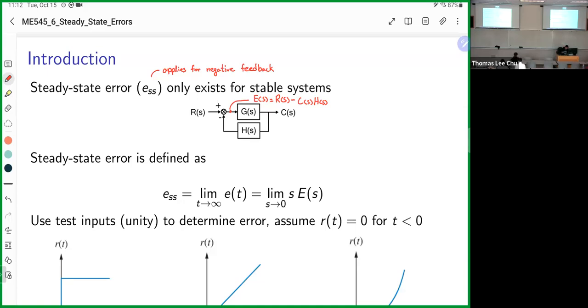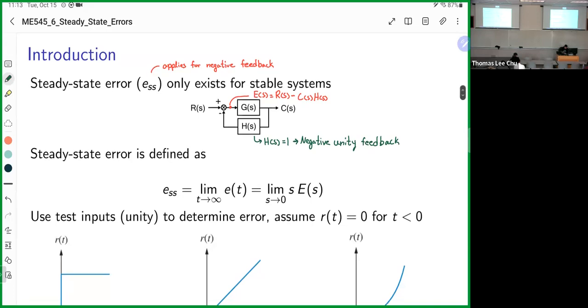That's our error. Just to really drive in the point, when H(s) is equal to 1, this is called negative unity feedback. And negative non-unity feedback means that H(s) is not equal to 1.